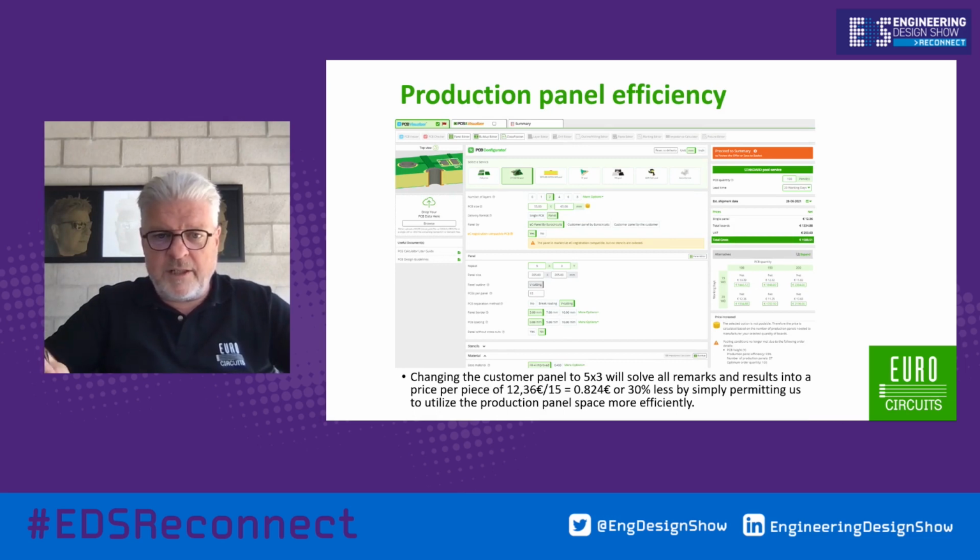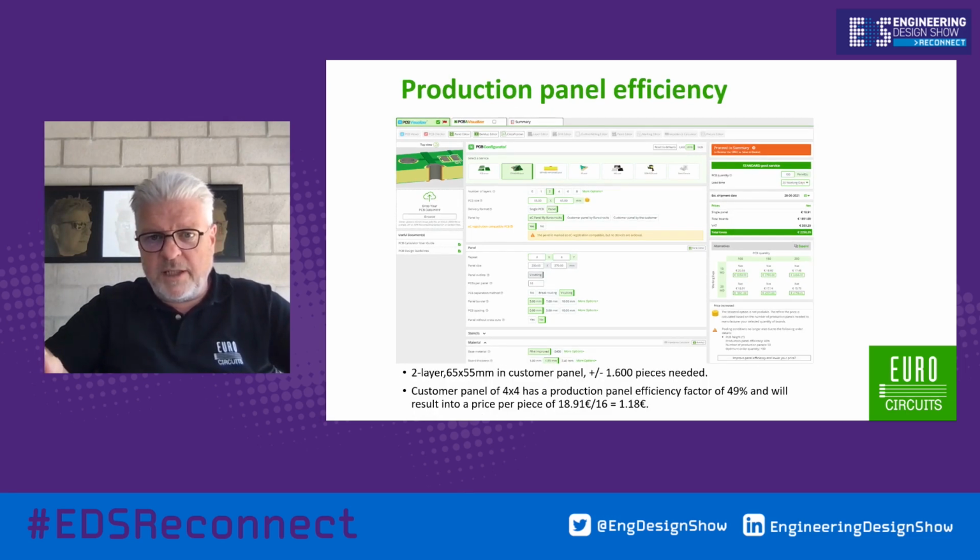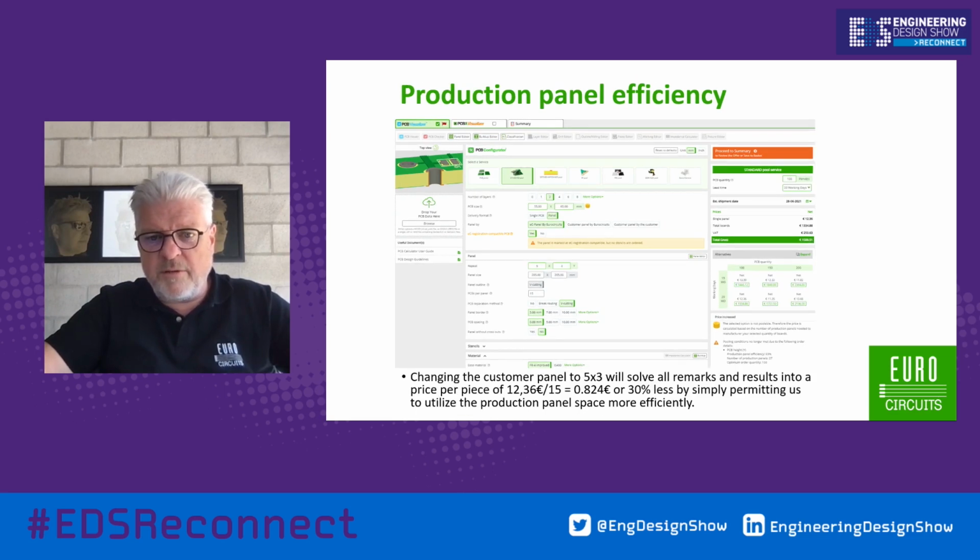Another thing we help you with is production panel efficiency. Here we have a panel for a series. If you make the number of boards you want large enough, then we are not talking about pooling anymore, and we give you an efficiency parameter of how many boards of this would fit on a production panel. And just by changing your customer panel for the same PCB, the price of the board would go down dramatically just because more customer panels would fit on a production panel. So I think that is a rather important consideration to make.